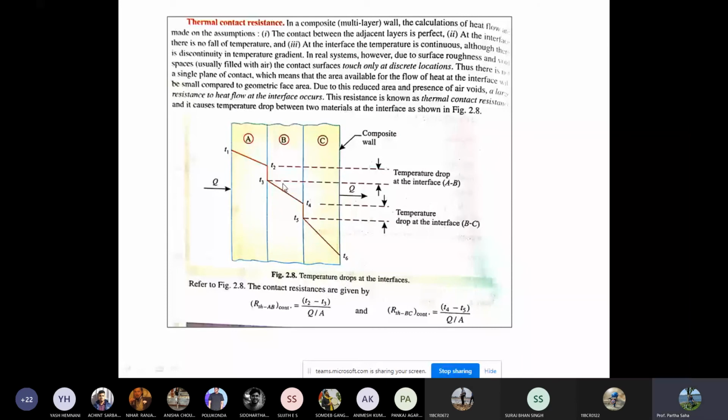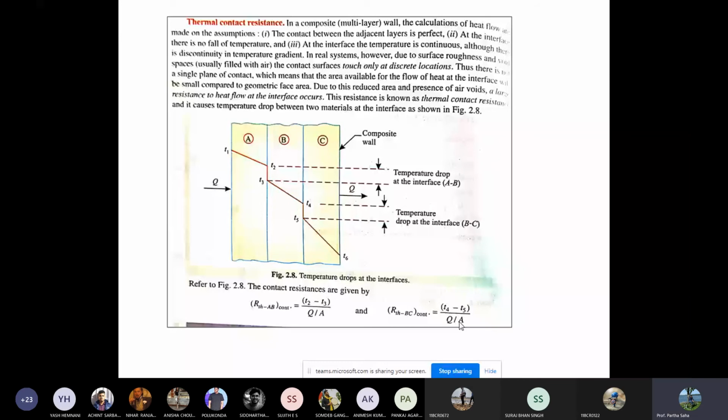So how do you get the contact resistance? Actually, contact resistance is nothing but the thermal resistance between A and B, which is given by T2 minus T3 divided by Q by A. So remember this equation. Similarly, for the second part, that is the thermal resistance between B and C, T4 minus T5 divided by Q by A. This expression we also derived in our last class. I have added these slides here so that you can again read them and understand better.